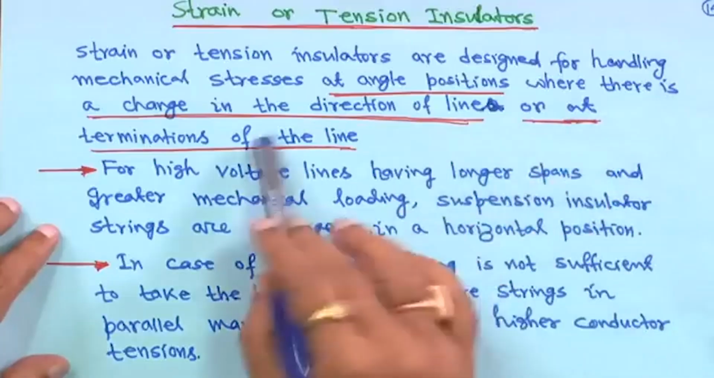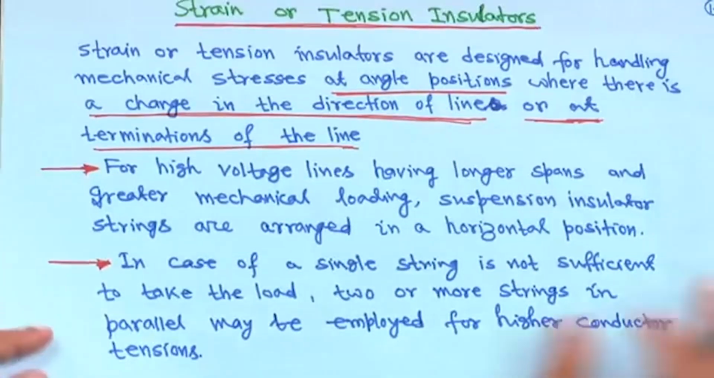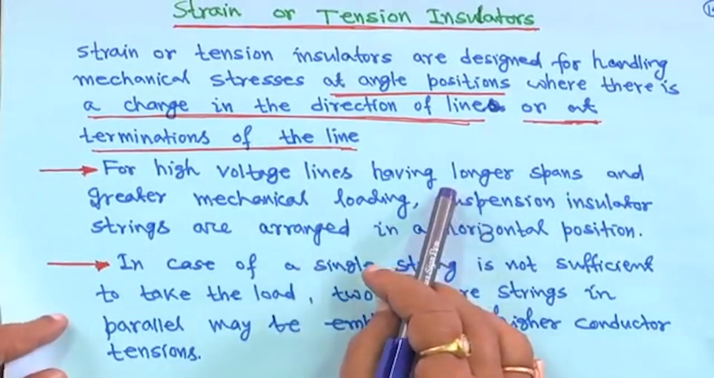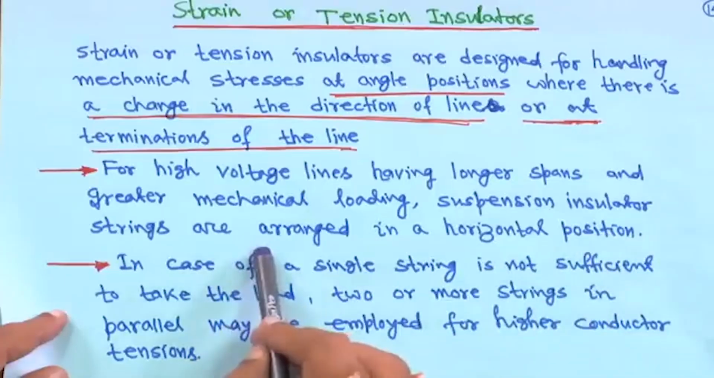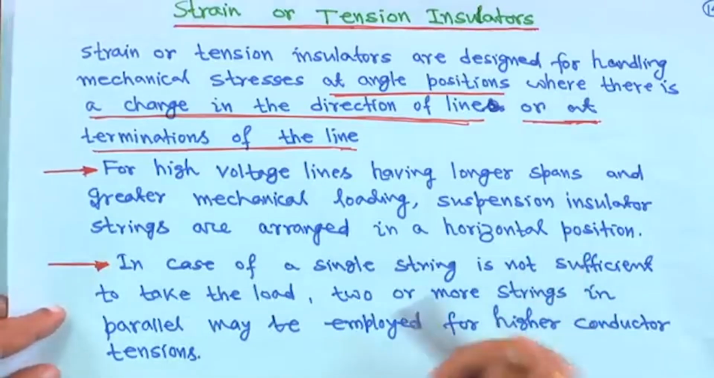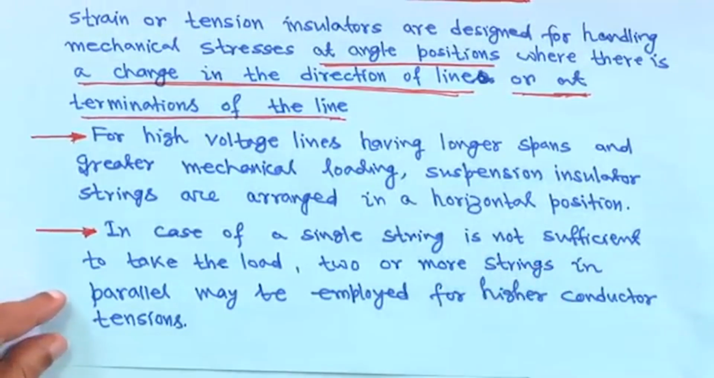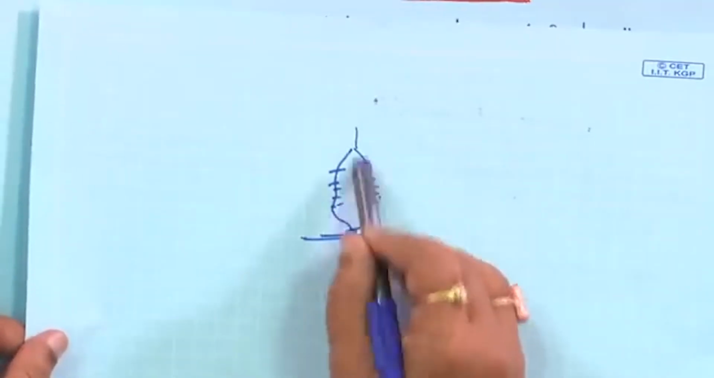So, the question is that there is a change for high voltage lines having longer span, because for a high voltage line the span will be longer and the mechanical loading greater, because the conductor size is more, that means the cross sectional area of the conductor is more. So, suspension strings are arranged in a horizontal position to keep them in tension, that is why it must be horizontal. In case a single string is not sufficient to take the load, 2 or more strings in parallel may be employed for higher conductor tension, like this, 2 or more.